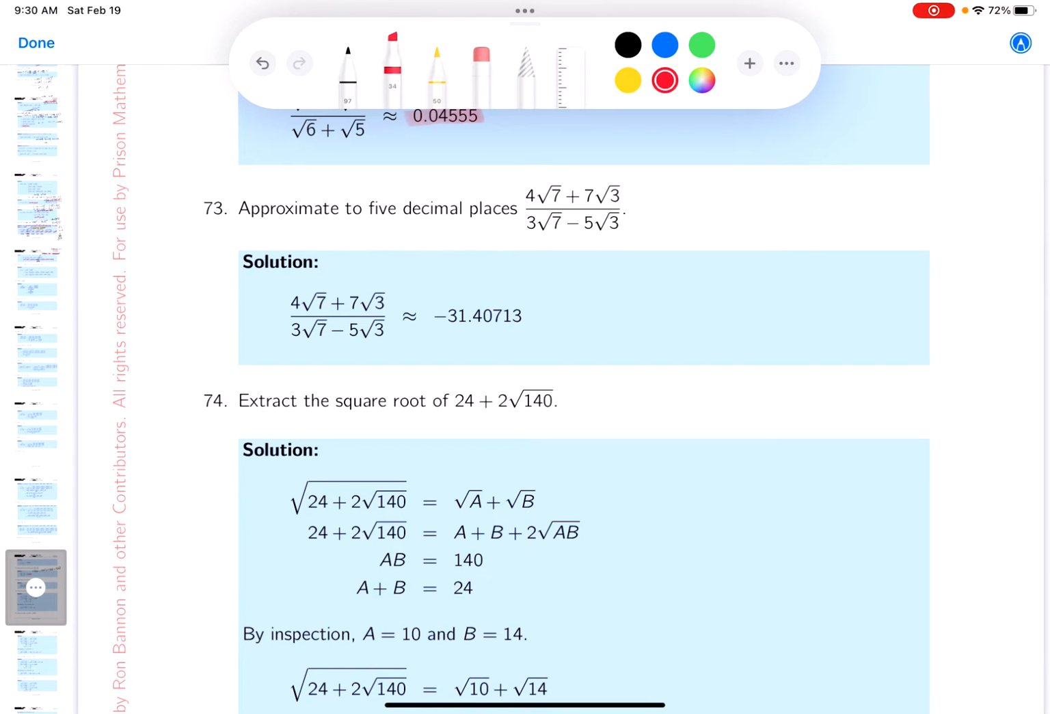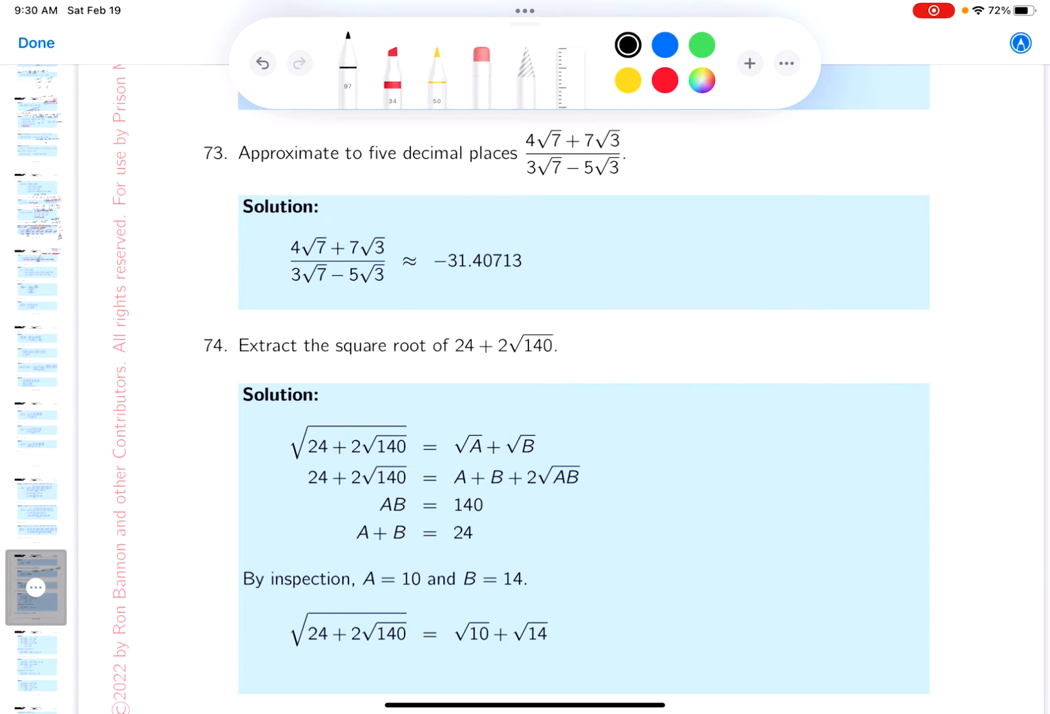Okay, the first thing for problem number 74 is to understand what they're asking for. They're asking for the square root of that number. So they're asking for what's the square root of 24 plus 2 root 140. There's many ways to do it, but the bottom line is you're trying to take the square root, and what we're going to do over here is make an assumption that it can be done.